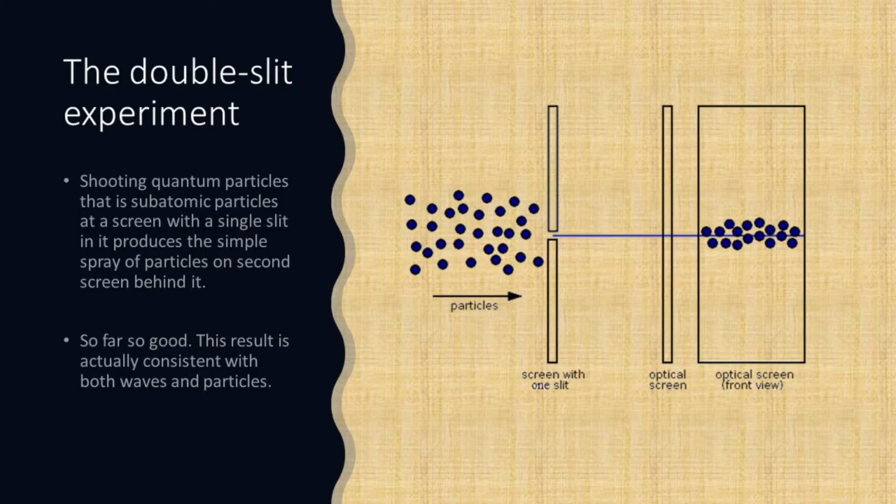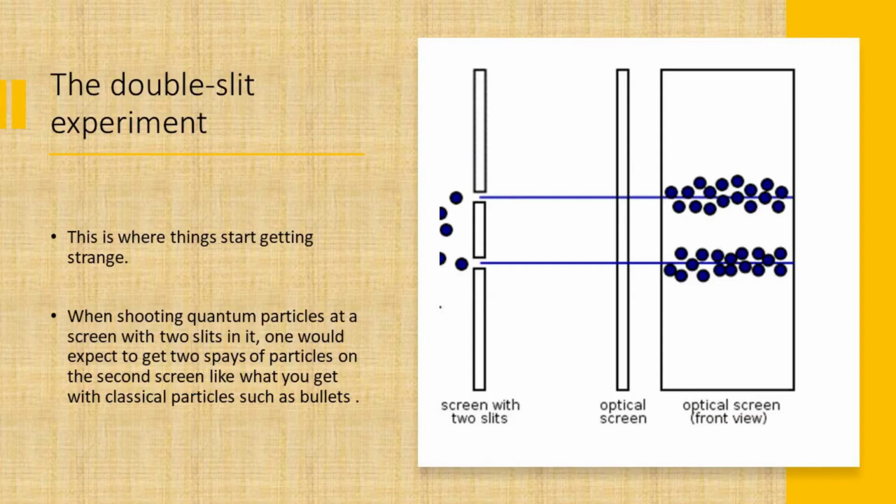Shooting subatomic particles at a screen with a single slit in it produces a simple spray of particles on the second screen behind it. So far so good. This result is actually consistent with both waves and particles. This is where things start getting strange.